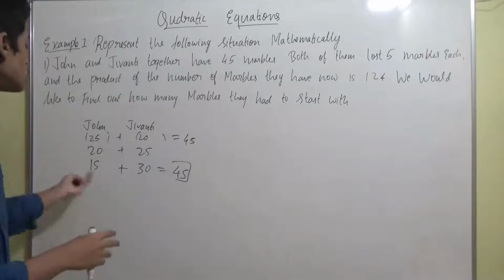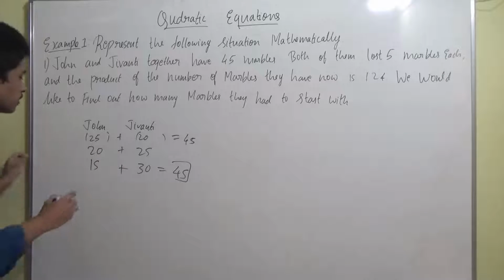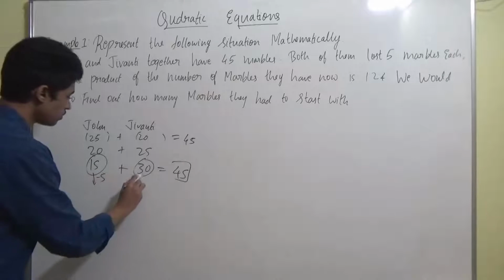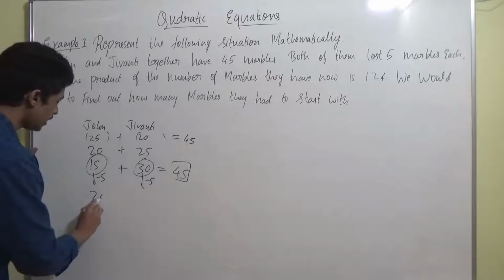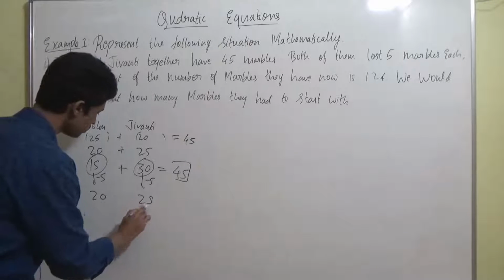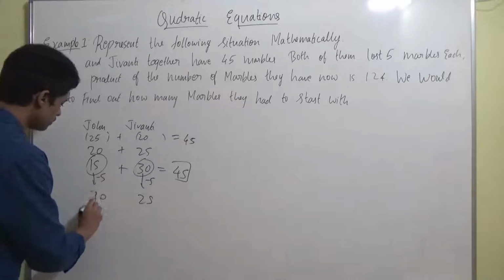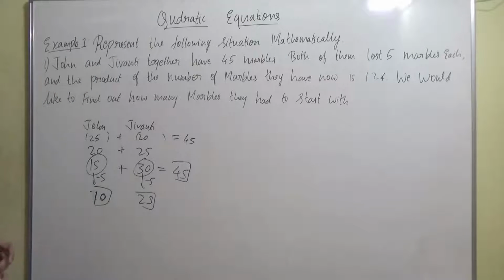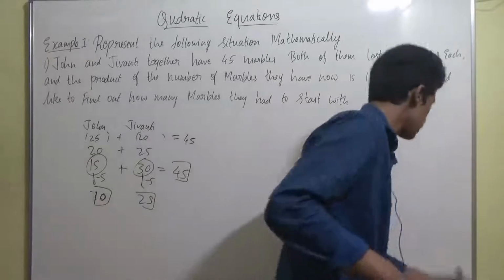So both of them lost 5 marbles. For example, if both lost 5 marbles, what will happen? For example, if they are 15 and 30, if they both lose 5 marbles, it's going to become 10 and 25. Getting it, guys? Now the product of the marbles they have now is 124. Getting it? We would like to find how many marbles they had to start with. Okay guys, let's go ahead and solve them.